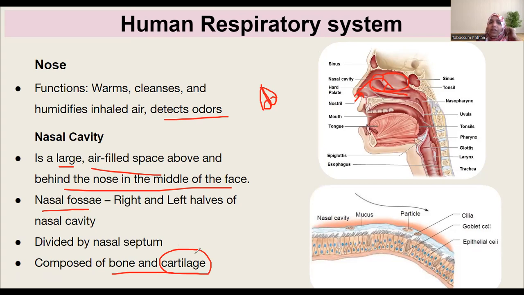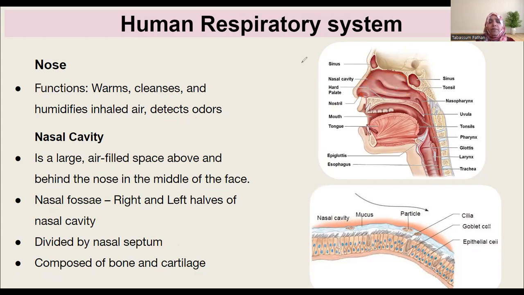For example, you have the ear pinna. This is made up of cartilage, which is flexible, soft bone we call it. So this is all about the nose and the nasal cavity. You need to remember the structure, and you need to remember the function. So the basic function is warming of the air, cleansing of the air, humidifying the inhaled air, and the most important function is to detect odors also.